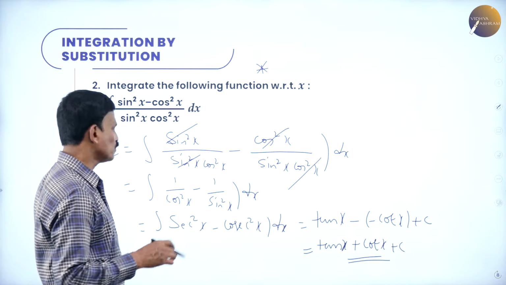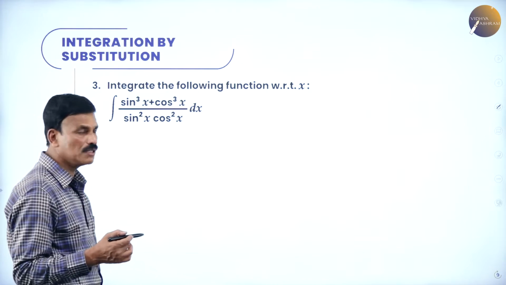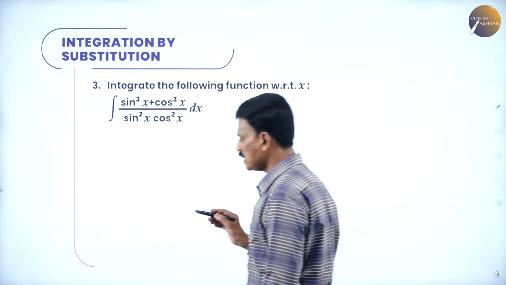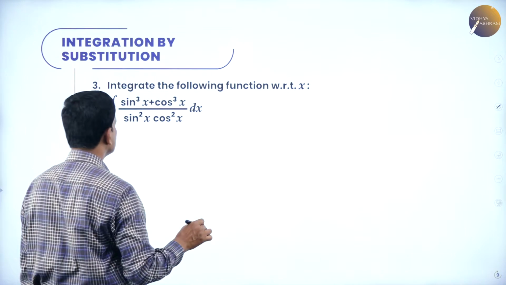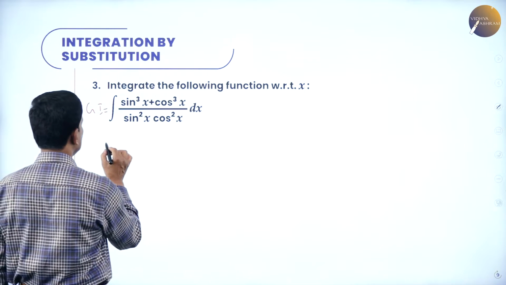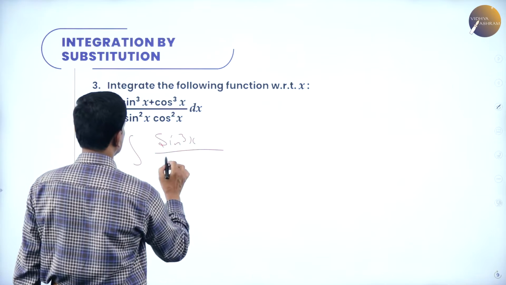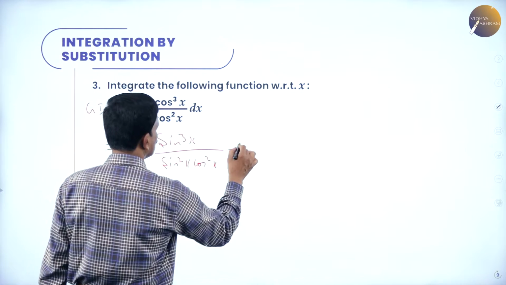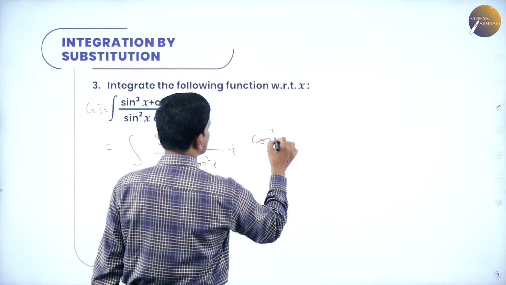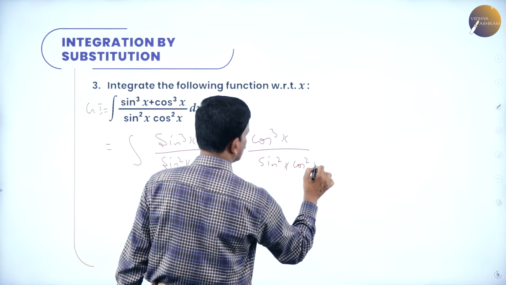Okay, very simple problem. Now let us come to the next problem. This is also a very important type of problem. So what is the given integral? The given integral is sin cube x plus cos cube x divided by sin square x into cos square x. This is also term by term division: sin cube x divided by sin square x into cos square x, plus cos cube x divided by sin square x into cos square x, dx.